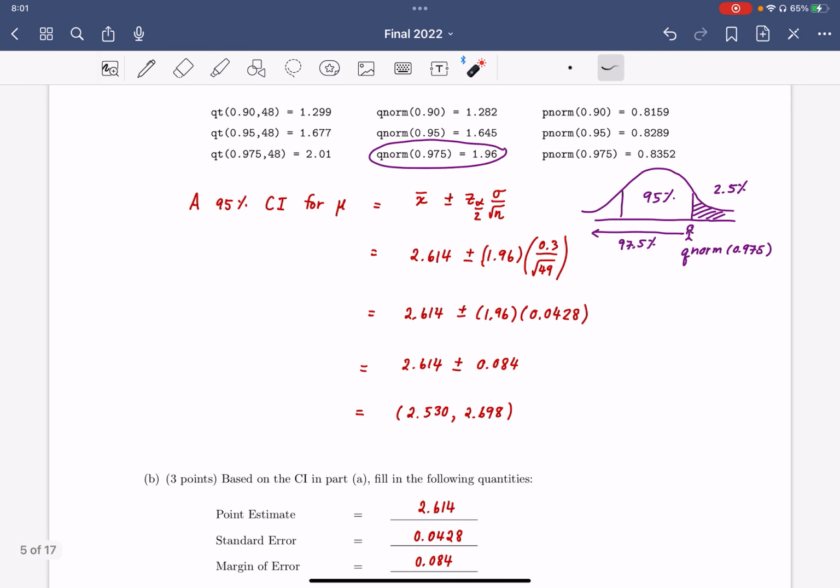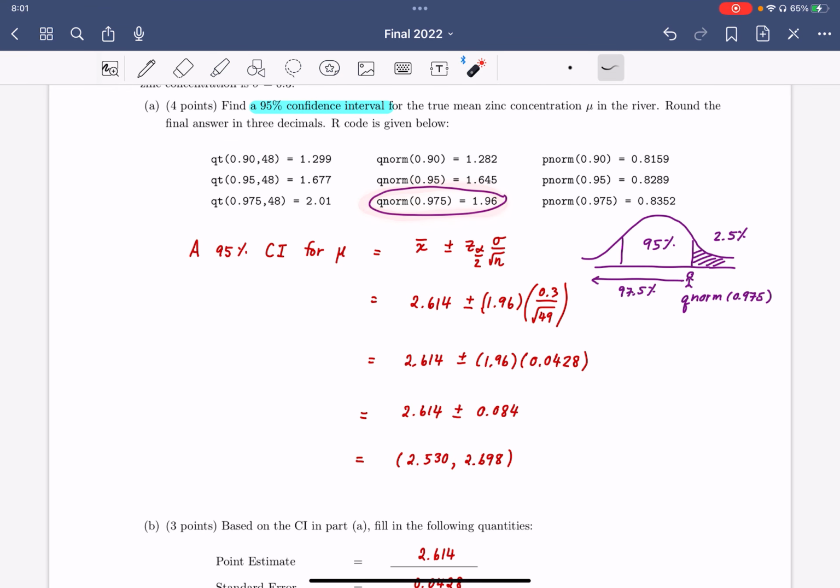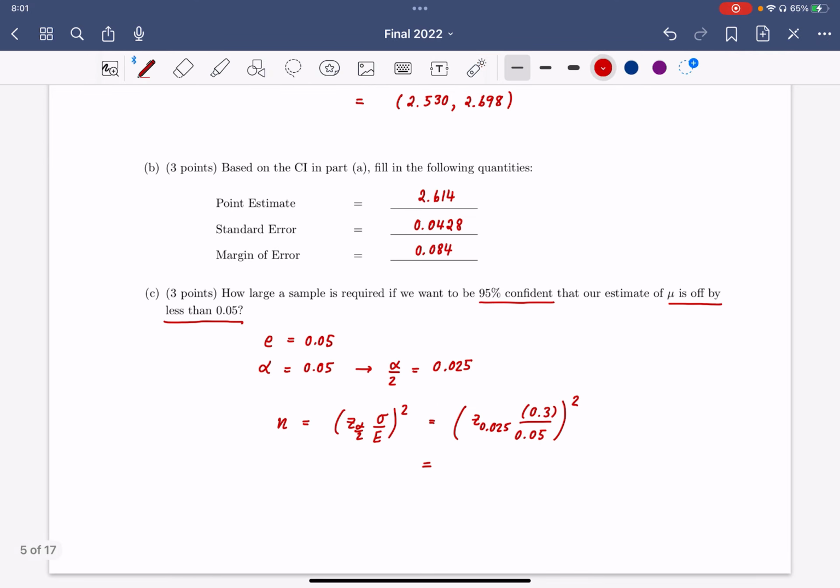Remember, c 0.025 here is the same as what you did before. This is qnorm 0.975, and that is 1.96. So 1.96 times 0.3 over 0.05, and then square. We're going to hit the calculator now. So 1.96 multiplied by 0.3 and then over 0.05. Once you get the number here, you have 11.76, and then you square it.